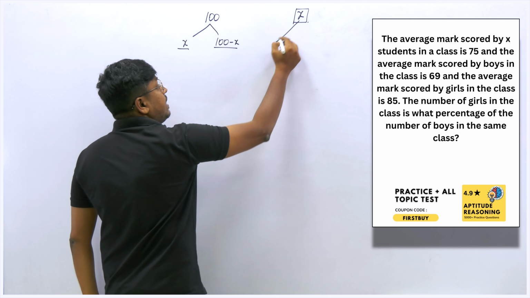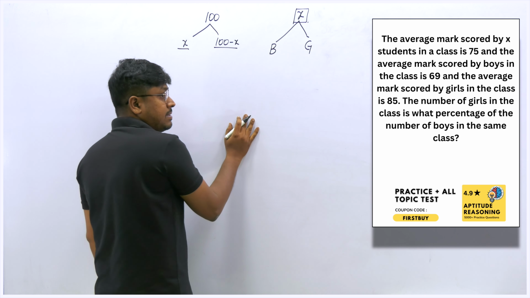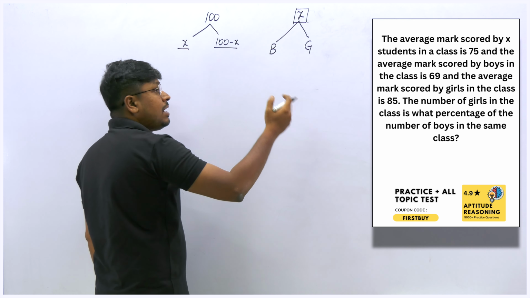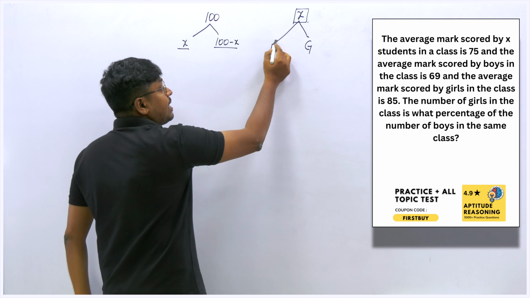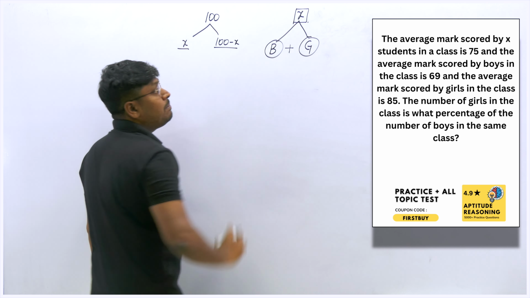So now inside this total number of students, we have boys as well as girls. But we don't know how many boys and how many girls there are. So let's assume there are some boys and some girls. So the resultant total of boys and girls will be X.